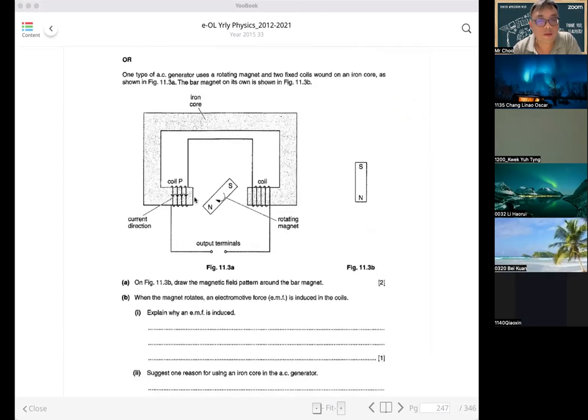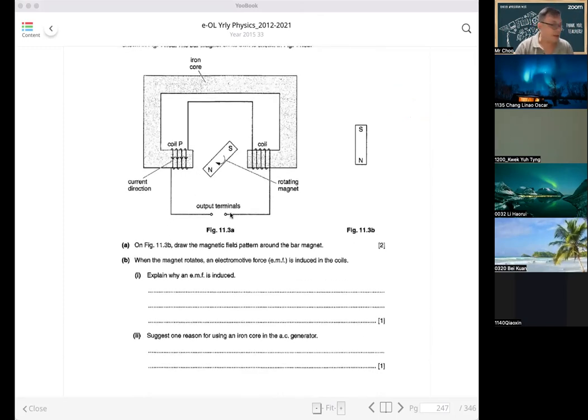Okay, I want you to remember this. This output terminal is connected to a resistor. I connect to a resistor, and maybe I connect to an ammeter. It shows a current.